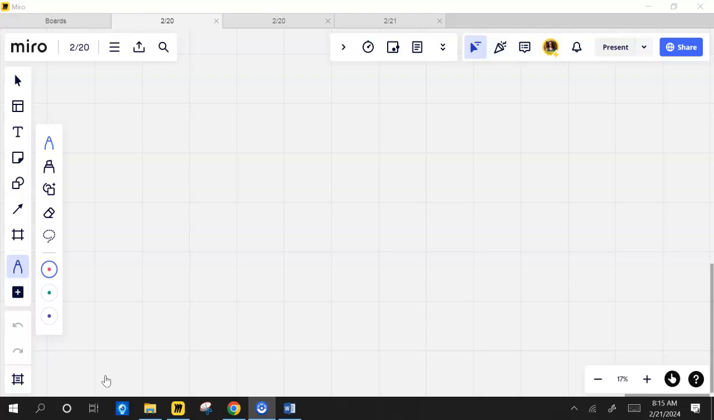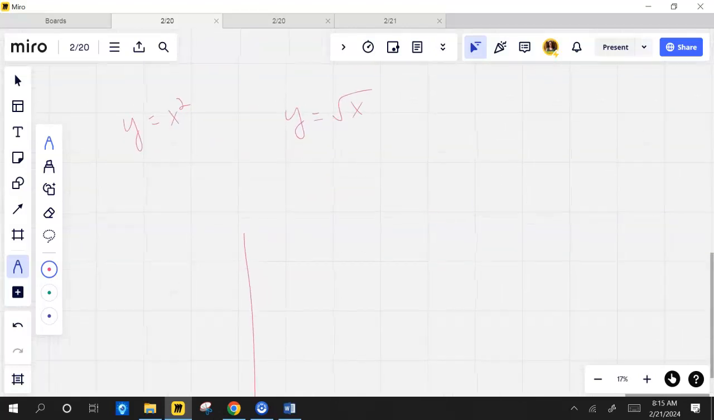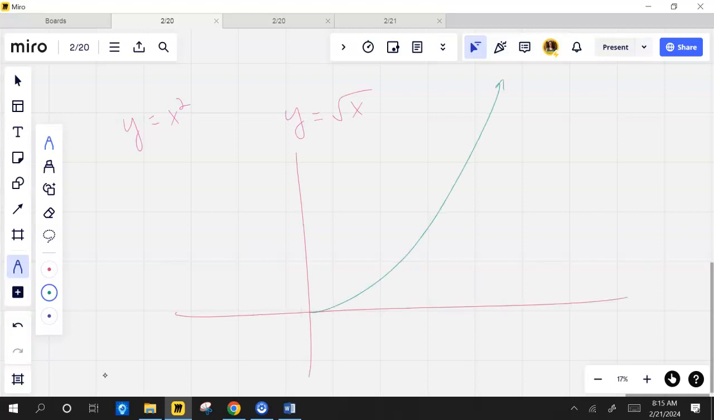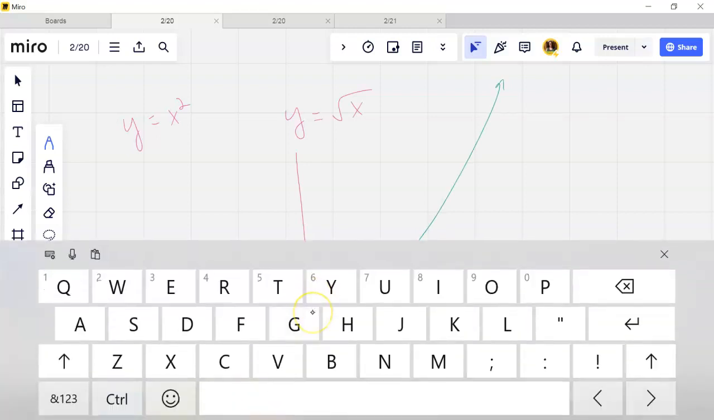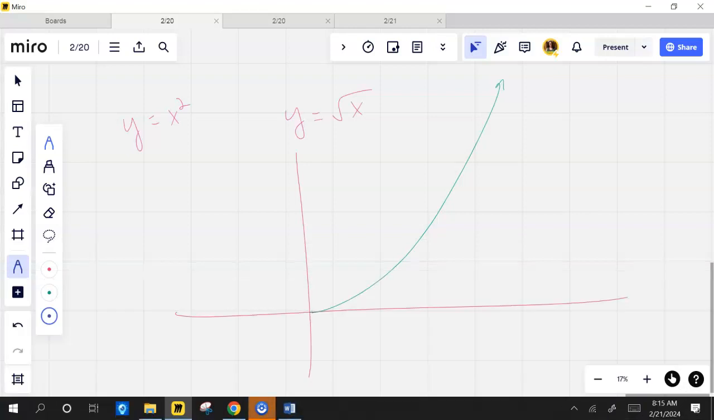All right, we'll do the first one. y equals x squared, y equals square root of x. Parabola. I'm intentionally just doing the first quadrant because that's what they have. You've got to be able to recognize which one's on top, because that matters. Square root of x on top, x squared below. All right, so what are we doing first?